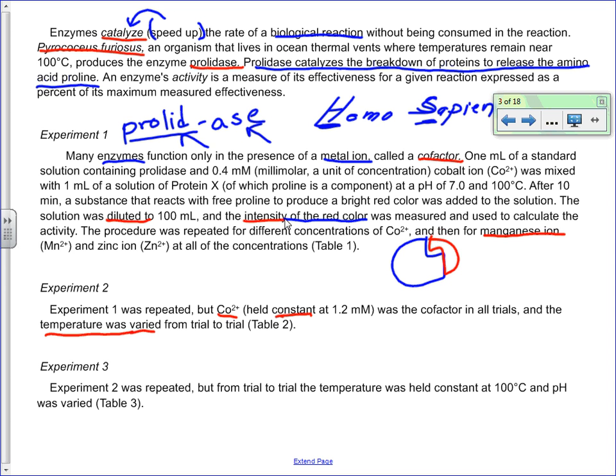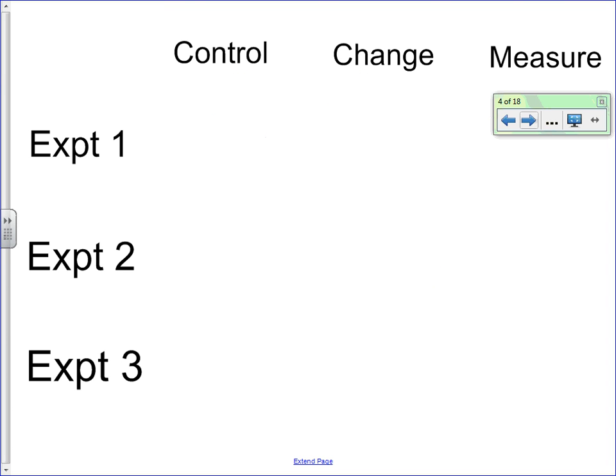When you have experiments like this, you should be able to fill out a chart that looks roughly like this. We have 3 different experiments in this case: experiment 1, experiment 2, and experiment 3. Now in each experiment, we control some things, we change some things, and we measure some things. This is a preview of a process that we're actually going to cover in a couple weeks in class.